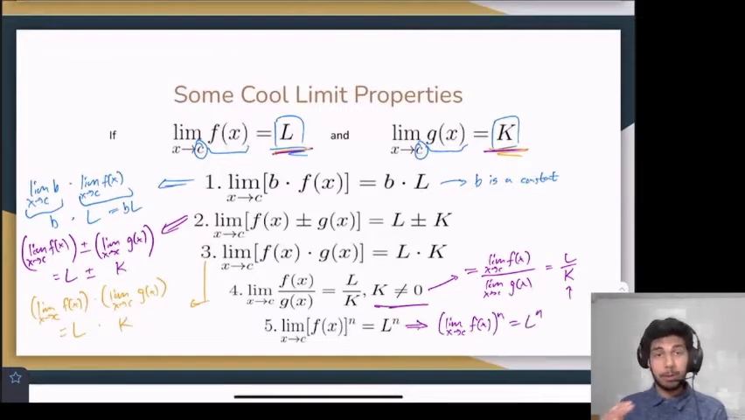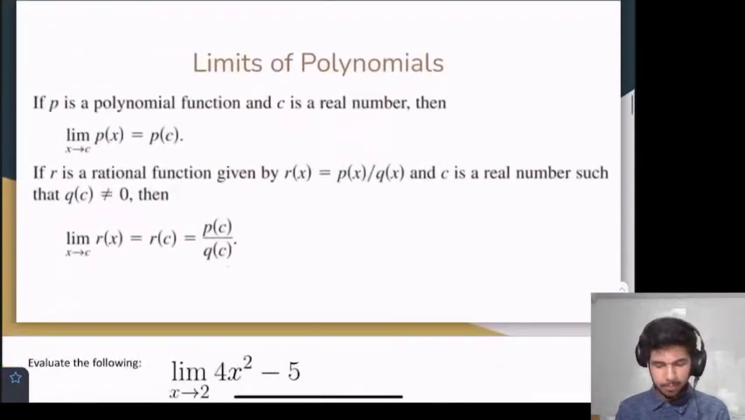So these are just some properties that we need to know. We don't need to worry about how they're derived, but we can see some properties of how limits can distribute in a way. So it's good to keep these in mind.